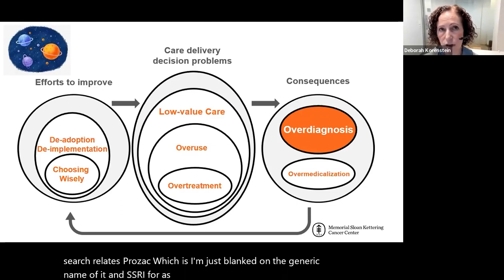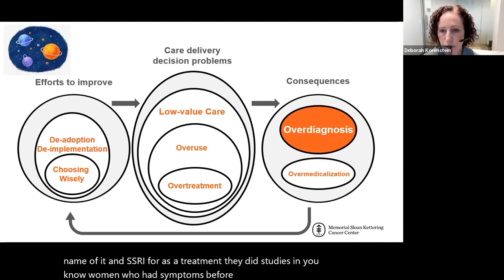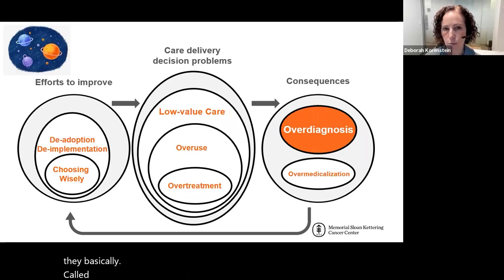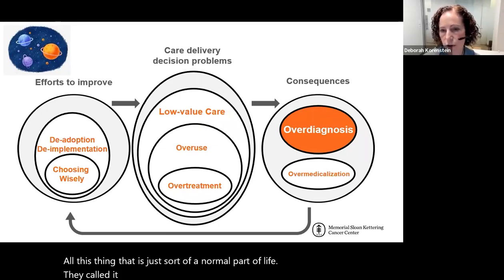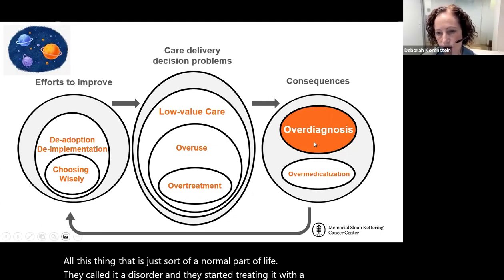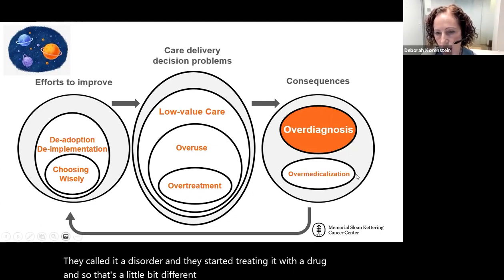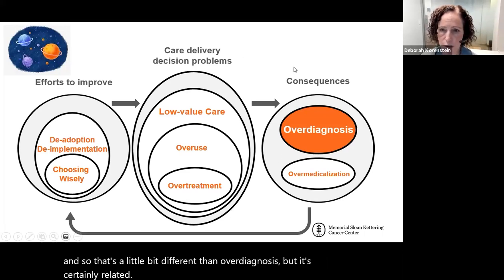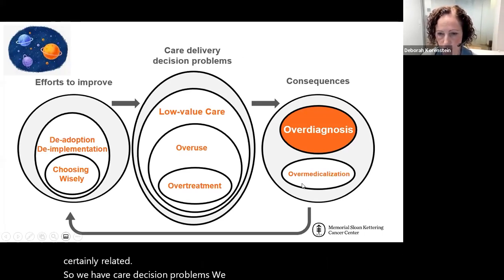They did studies in women who had symptoms before their periods, and they basically called this thing that is just a normal part of life a disorder, and they started treating it with a drug. And so that's a little bit different than overdiagnosis, but it's certainly related. So we have care decision problems, we have consequences, and overdiagnosis is one of them.